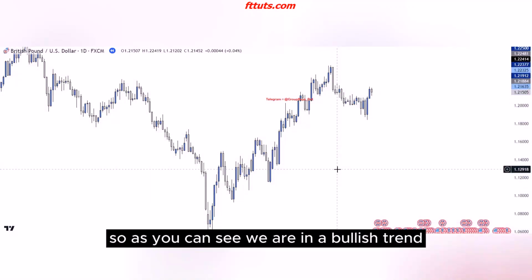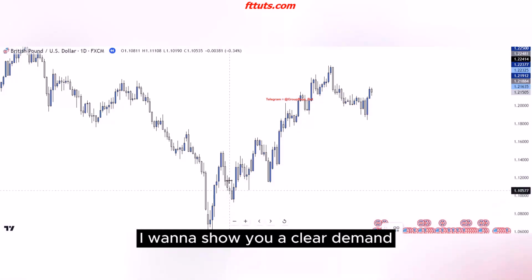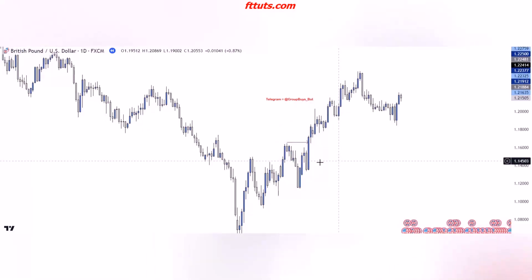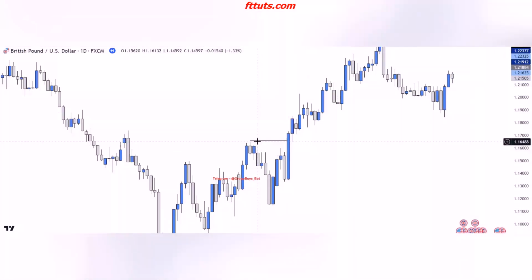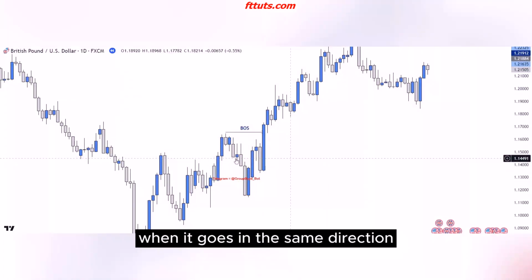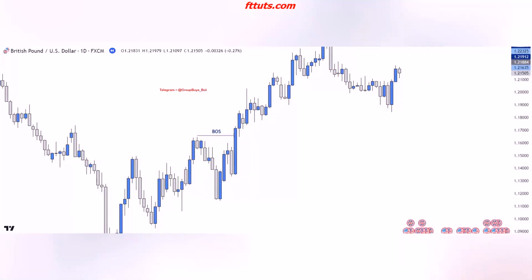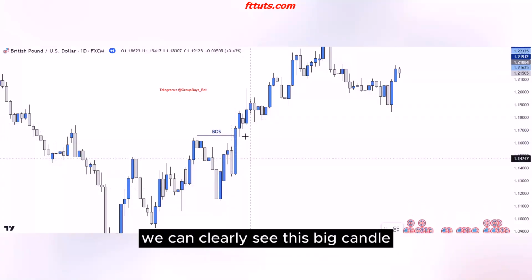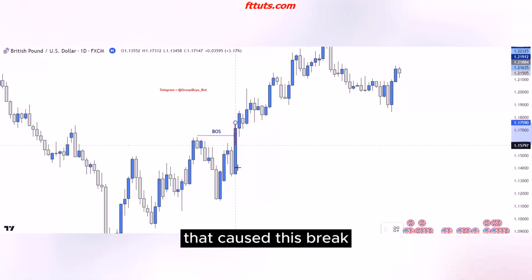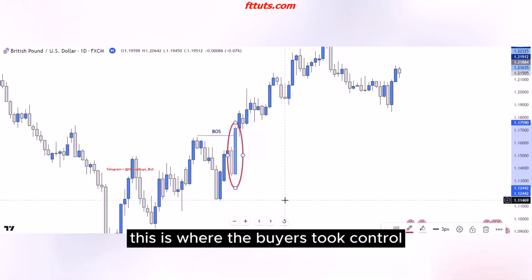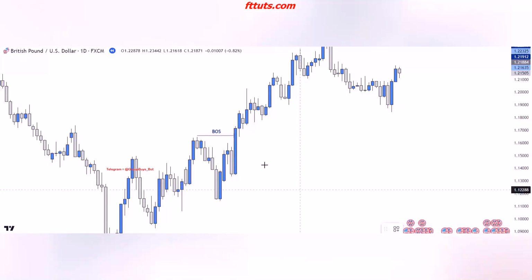So as you can see, we are in a bullish trend. I want to show you a clear demand, so I will mark this break. As you remember, when it goes in the same direction, it's called BOS. So after we identify where the structure was broken, we can clearly see this big candle that caused this break. It gave us confirmation that this is our demand.